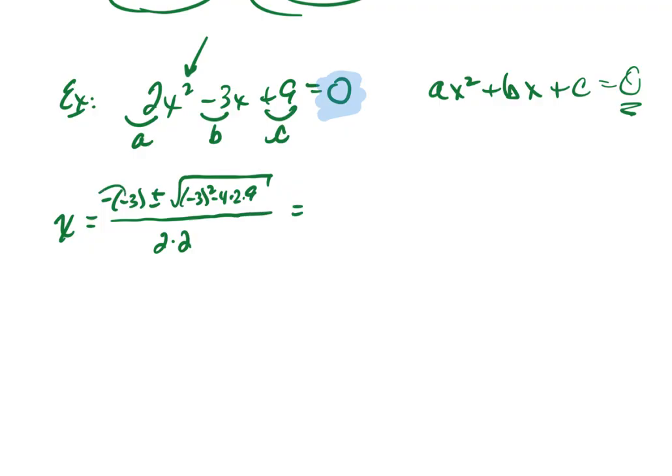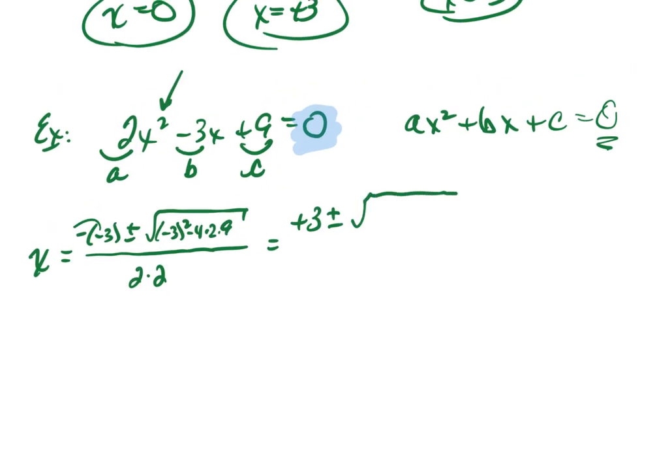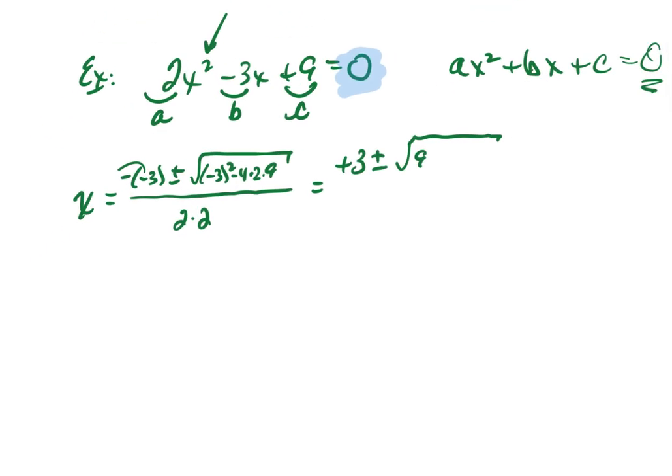So the two negatives make for a positive 3. Negative 3 times negative 3 is 9. Negative 4 times 2 times 9. 4 times 2 is 8. 8 times 9 is 72. And then check the signs. Negative 4 times positive 2 times positive 9 would give us negative 72. And downstairs, 2 times 2 is 4. 9 minus 72 is negative 63.